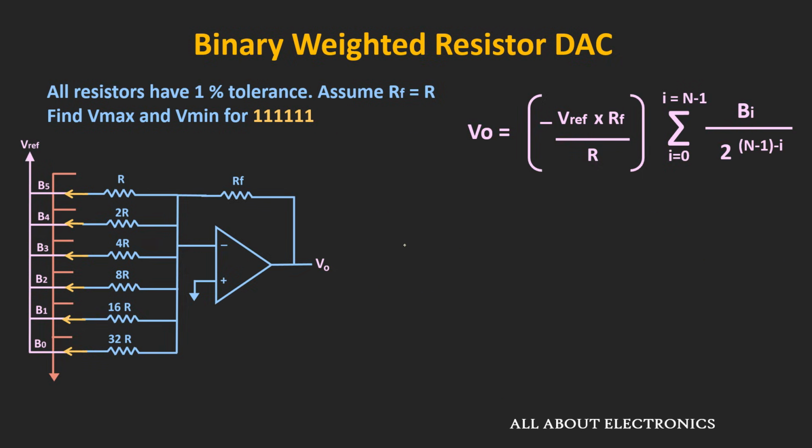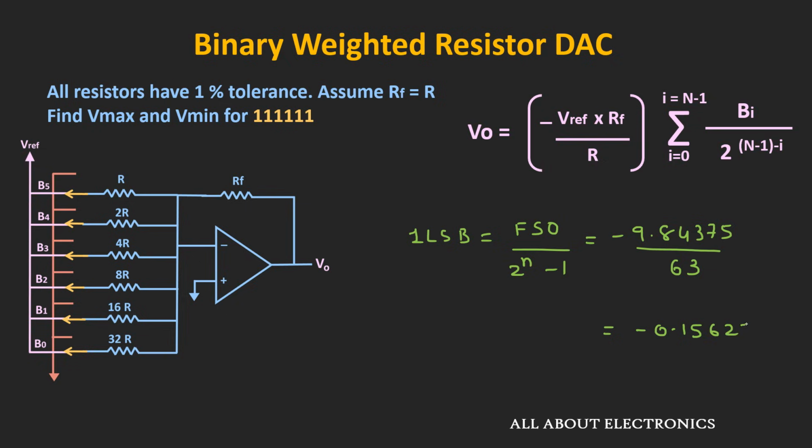And from this we can say that the voltage corresponds to 1 LSB, or the resolution of the DAC will be equal to full scale output voltage divided by 2 to the power n minus 1. That is equal to minus 9.84375 divided by 63. And if you calculate, then the value corresponds to 1 LSB will be equal to minus 0.15625 volt. So this will be the value of 1 LSB when we assume that all the resistors are ideal.